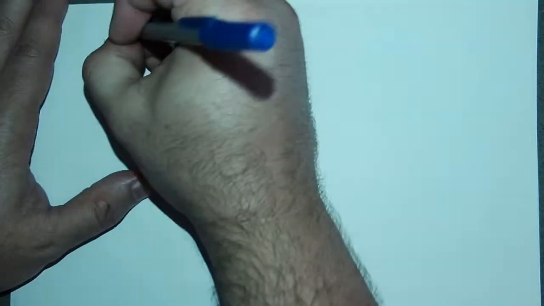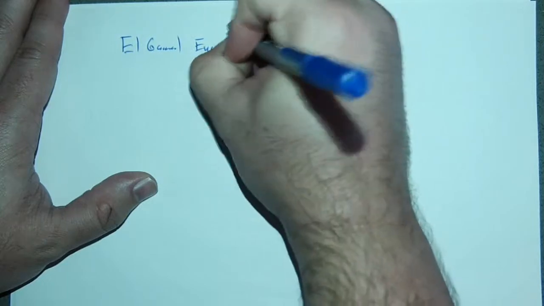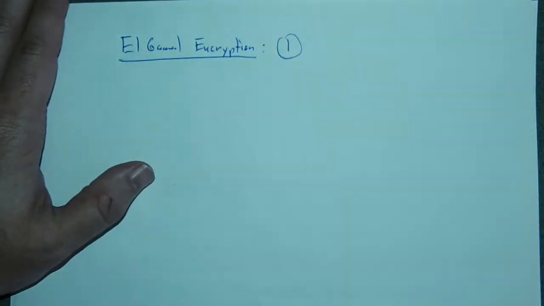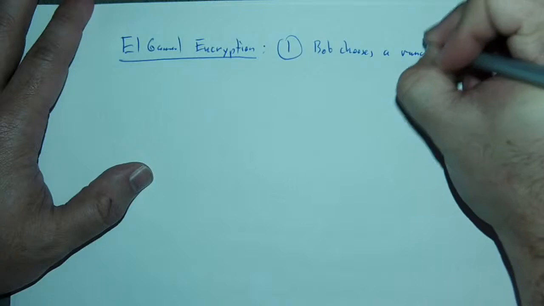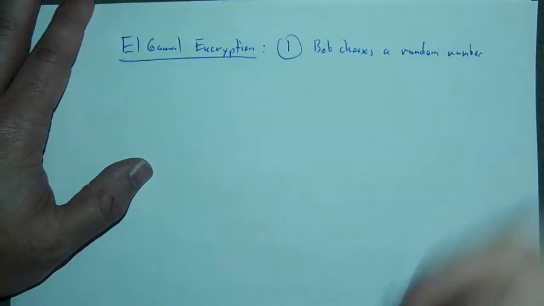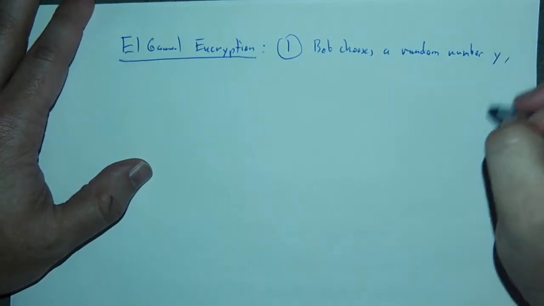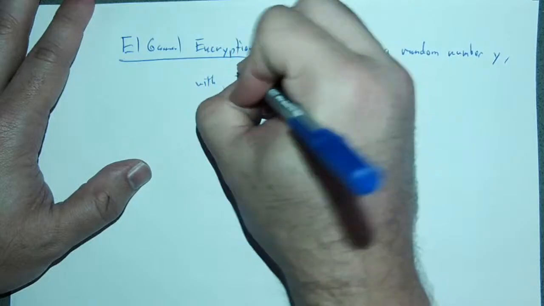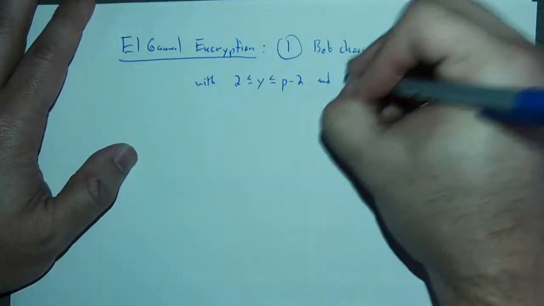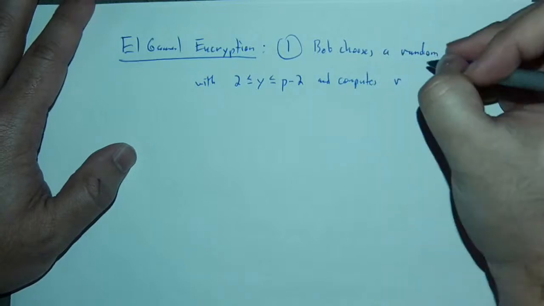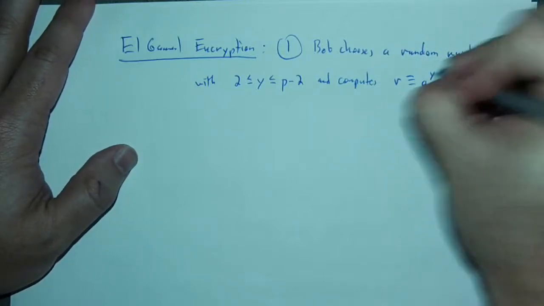So that's the setup. How does the encryption actually work? So ElGamal encryption is the following. First, Bob chooses a random number y, whatever Bob likes, with y between 2 and p minus 2, and computes r, which is g to the y mod p.